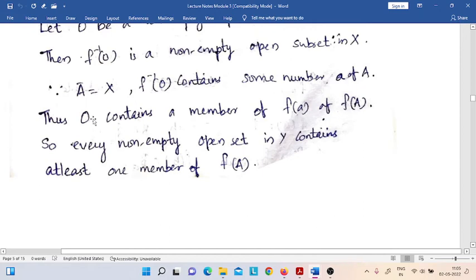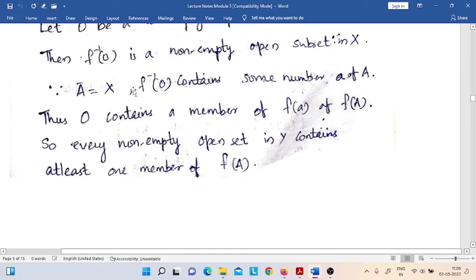Thus O contains a member. When you take the image of the element a, which is a member of A, F of a must be a member of F of capital A. Also, since a is a member of F inverse of O, F of a must be present in O, because by applying F on F inverse of O, we get O.